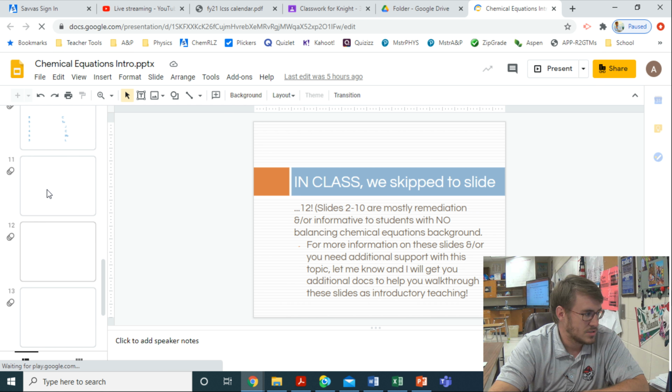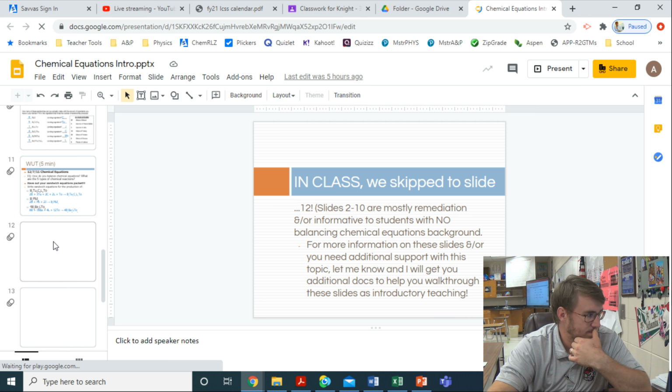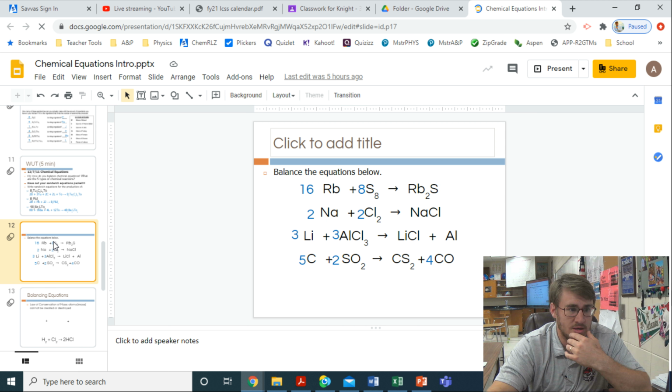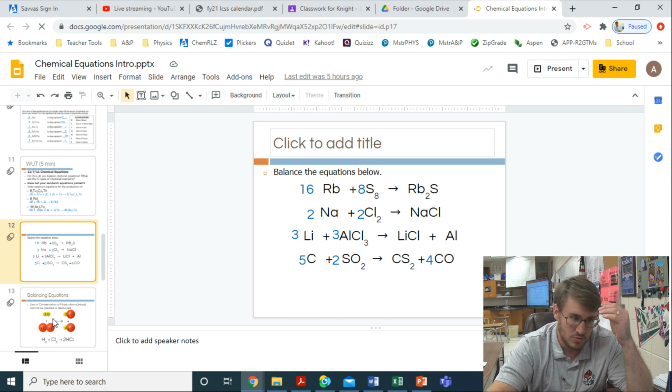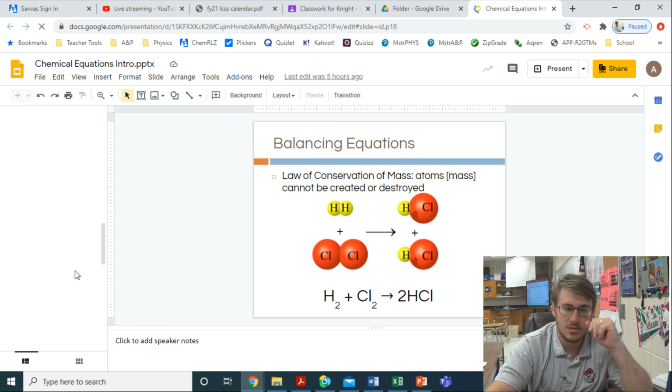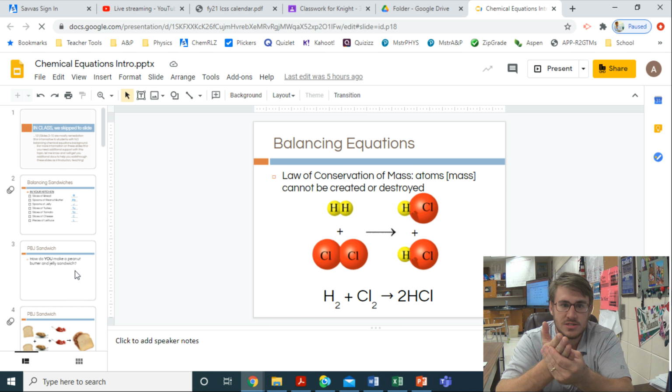I'm going to go ahead and skip straight to slide... I guess 2 through 11 is what you skip. Yeah, 2 through 11. I didn't say it that way, but start with 12. That's the one we did in class: balancing equations. Keep going through the rest of it, 12 through the rest. That's just what you should do. So take notes on all that stuff. Let me know your questions.